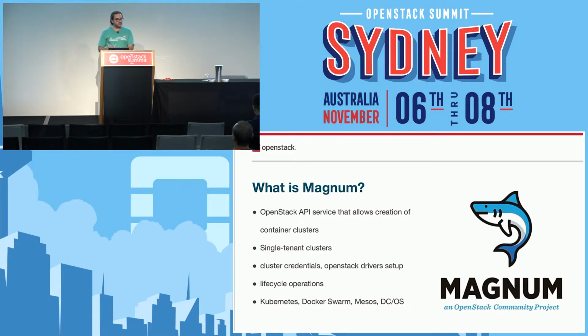Magnum focuses on deploying clusters, and we try to add more lifecycle operations than the existing ones, which are create, delete, and scale. We don't have upgrade yet. We also focus on security deployments for production clusters. So we deploy a set of credentials so you can have one-click deployments of production clusters, configured for production use cases. We have four types of clusters: Kubernetes, Docker Swarm, Mesos, and DCOS.